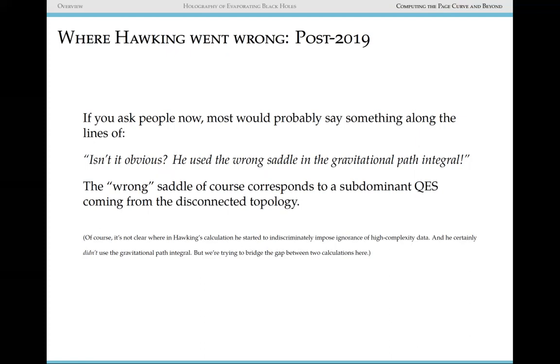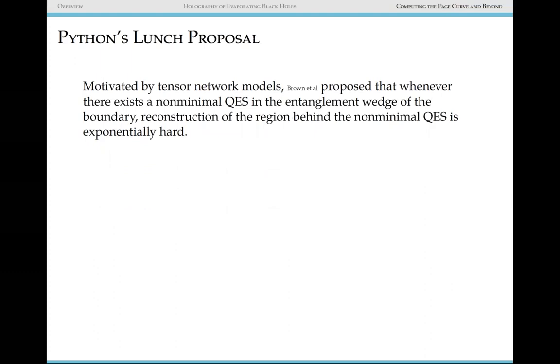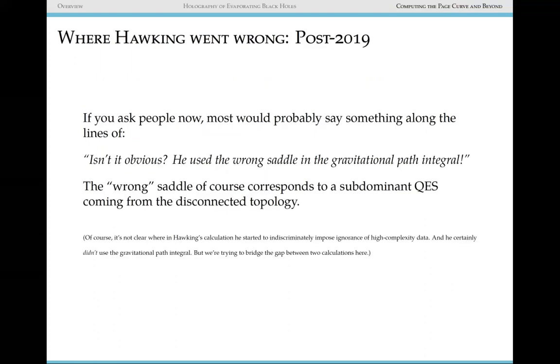Now, the question is, given that we have these two perspectives on the difference between the Hawking calculation and the quantum extremal surface calculation, sorry, let's skip the slide here. Or did not skip. Okay, well, there should be another slide, which I'm just going to talk about. So we would like to understand the difference between the Hawking calculation and the quantum extremal surface calculation. We have these two different perspectives. Is it possible that they're really one and the same thing? Is it possible that we can tie the use of the wrong saddle to coarse graining over high complexity quantum tasks? And the answer is yes.